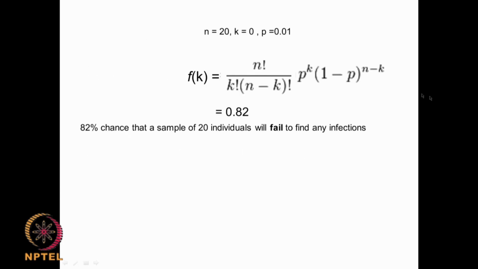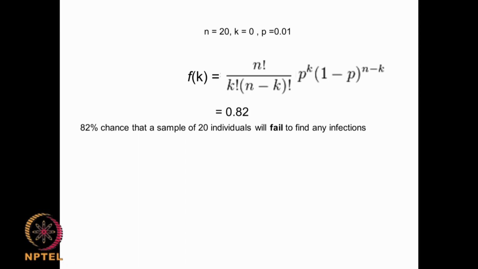So when I put it in the binomial distribution, 20 factorial over k factorial, and again this is 20 factorial because k equal to 0, so these two will get cancelled out. p raised to k, with k equal to 0, this also will get cancelled out. So 1 minus p is 0.99 raised to the power 20, and 0.99 raised to the power 20 gives me 0.82. So what does that mean? There is an 82% chance that if I take 20 people I will not even find one person with that disease.